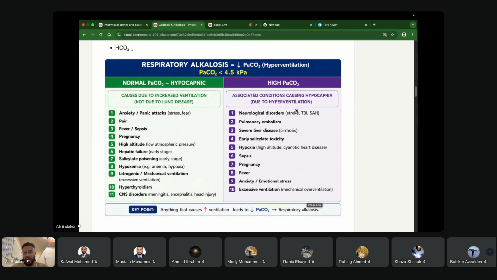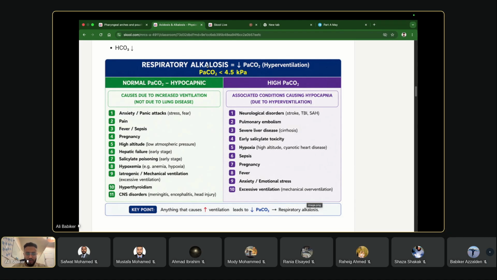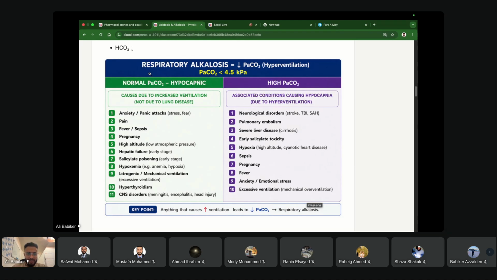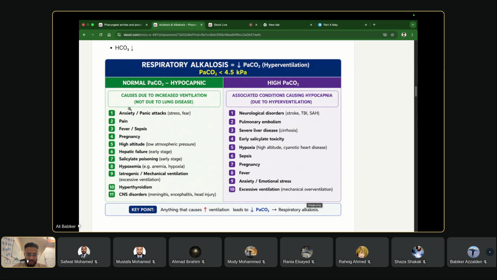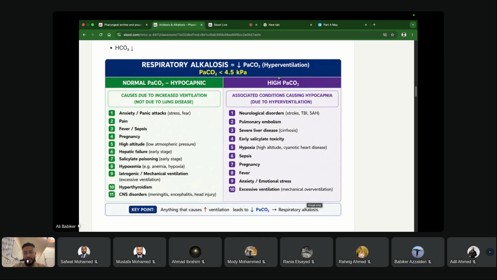Associated conditions causing hypocapnia. So with respiratory alkalosis, you have normal PaCO₂, which is the one that we mentioned, or you have high PaCO₂. So your patient is trying to compensate in a way.